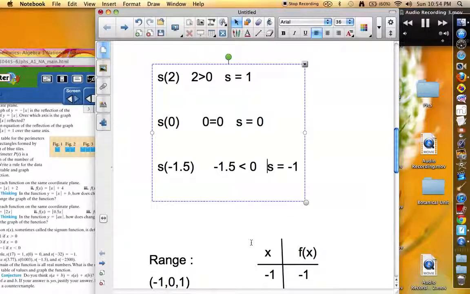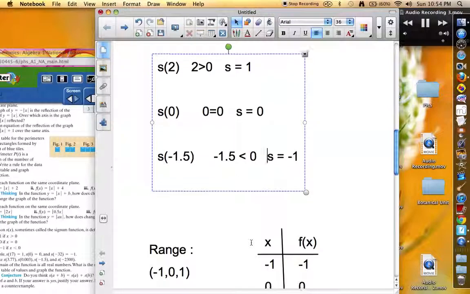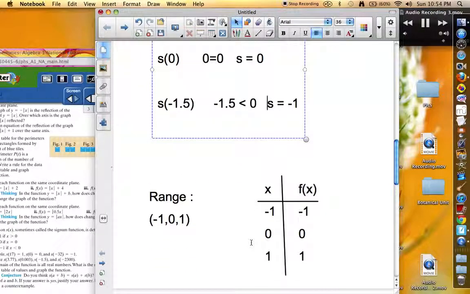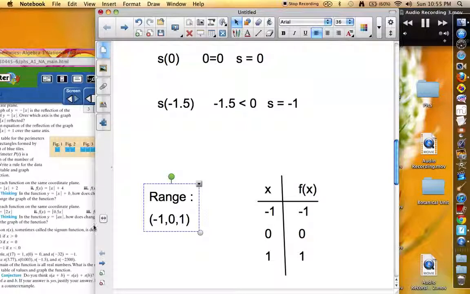So the second part of the problem is, if the domain of the function is all real numbers, what is the range? So this is basically just pretty simple. So the range is going to equal negative 1, 0, and 1. Because if you plug in any real number, you're automatically going to get one of these three numbers. So that's going to be your range.